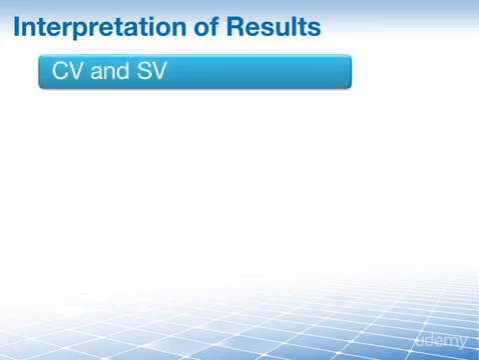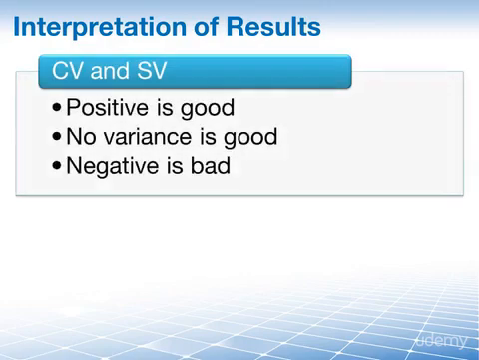It's really quite easy. For cost variance and schedule variance, anything positive is good. It means that you are under your planned cost or you are ahead of your schedule. Zero variance means that you are on target. You're either right on cost or right on schedule. And of course, negative variance means it's bad. It means that you are over budget or you're behind schedule.